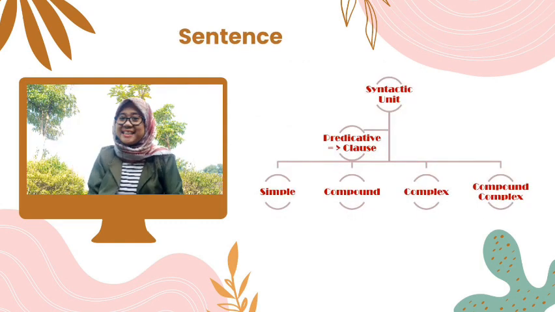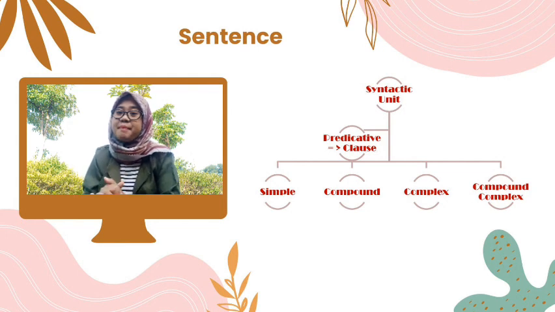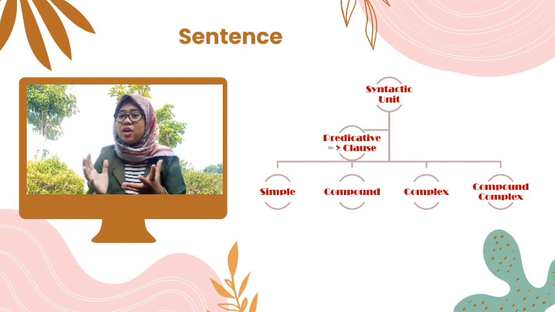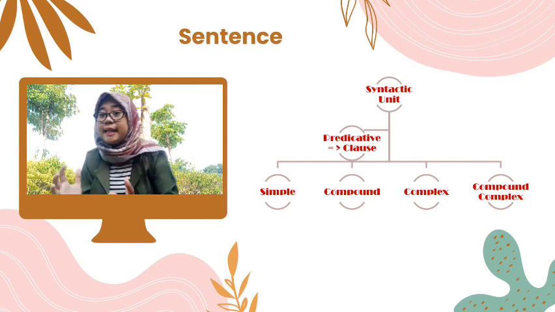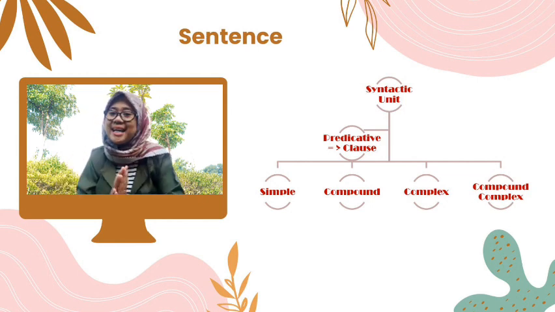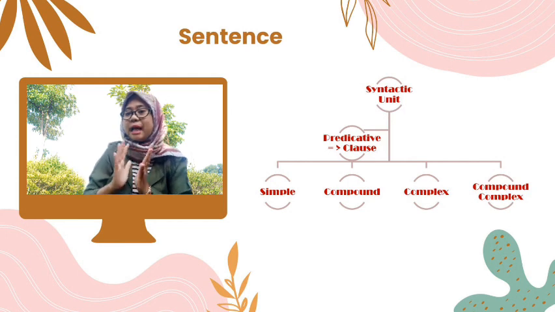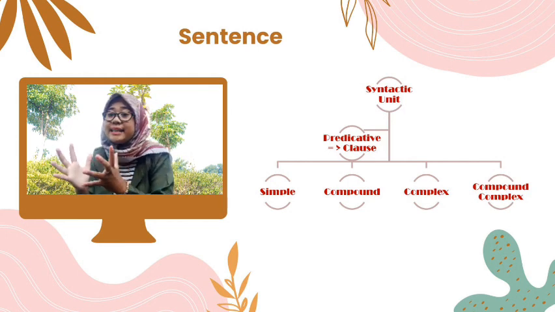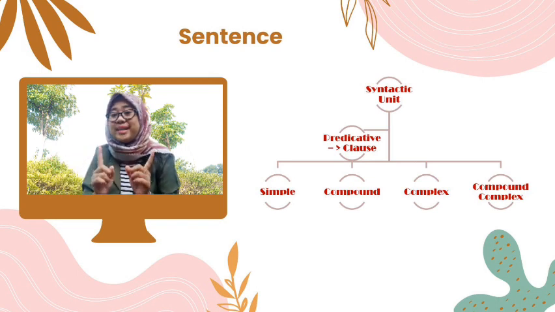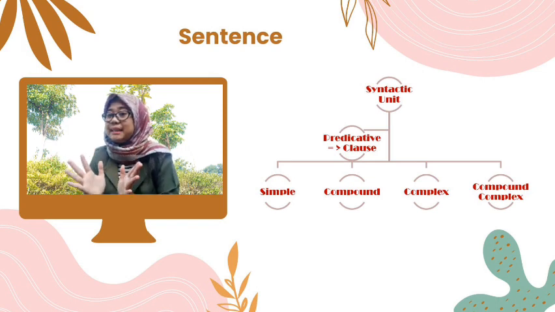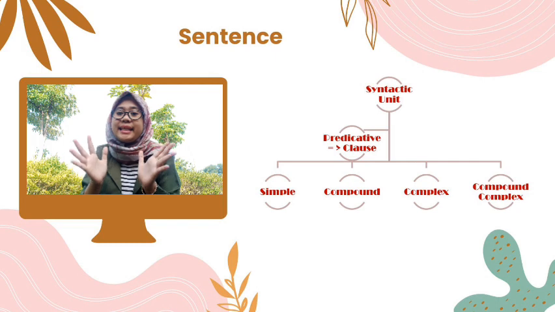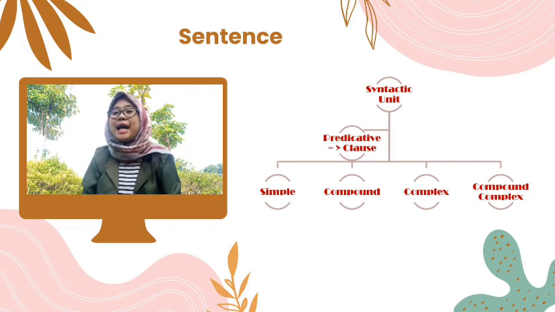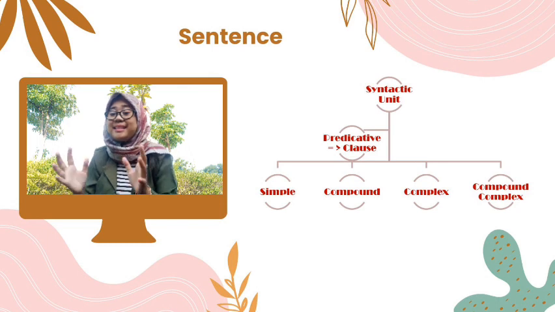Here we have the sentence. Sentences are basically the same as clauses. They are syntactical units that are predicative, and they are bigger than clauses. A sentence may be one of four kinds depending upon the number and types of clauses it contains. A simple sentence is a sentence that consists of just one independent clause. A complex sentence is a sentence that contains an independent clause and one or more dependent clauses. A compound-complex sentence combines the two.